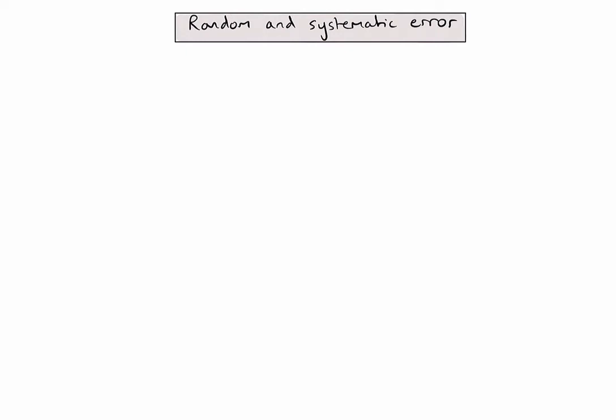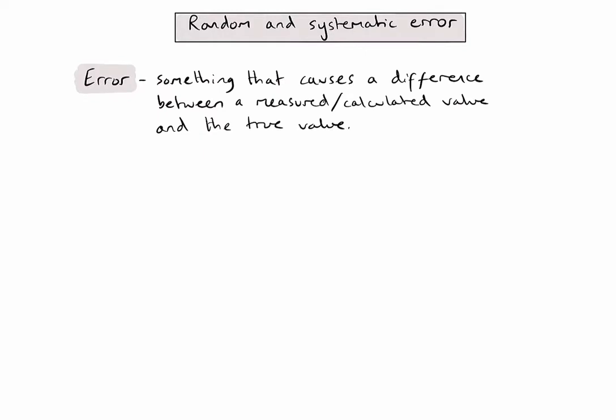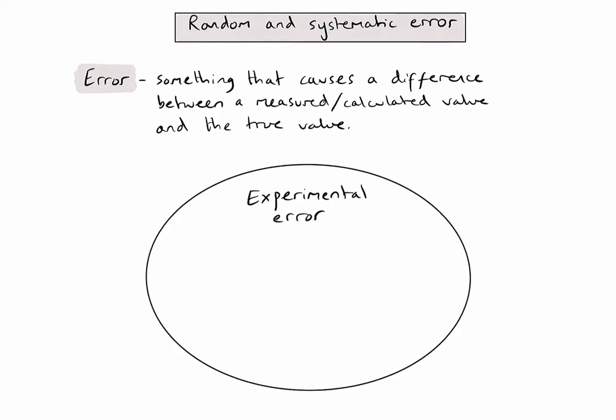When considering types of experimental error, it's first useful to know what we mean by error. An error is something that causes a difference between a measured or calculated value and the true value. And we can talk about experimental error in two categories. Let's use a little Venn diagram to show this.